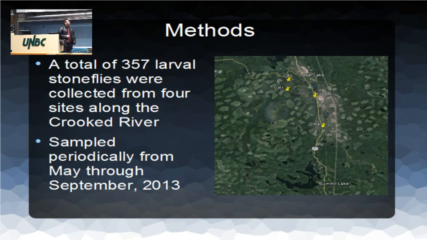So for my methods, we collected a total of 357 stonefly nymphs from these sites on the Crooked River just north of Prince George. It's about an hour drive. You can see Summit Lake down there, Bear Lake up there.